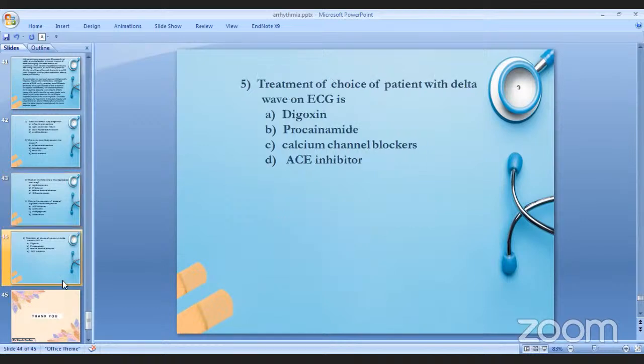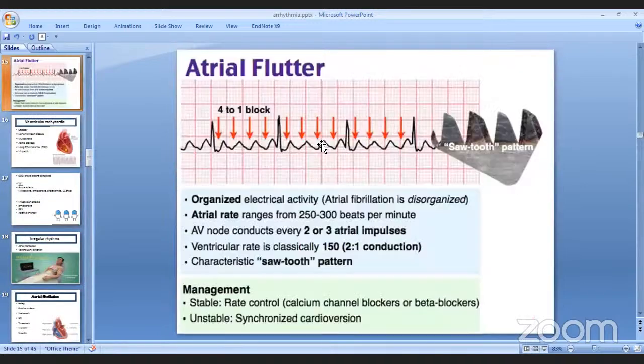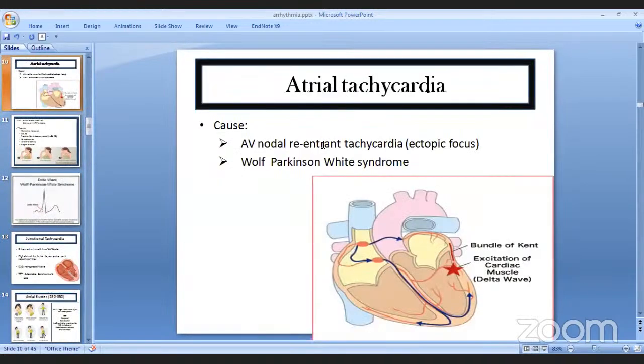And the fifth one is, the treatment of choice of patients with delta wave on ECG. As I've said earlier, delta wave on ECG means Wolf Parkinson White syndrome. So what do we do in Wolf Parkinson White syndrome? Can we give digoxin? Can we give calcium channel blockers? Let me talk about this again. I think I've forgotten to mention this. In Wolf Parkinson White, there is an abnormal pathway, the bundle of Kent. Calcium channel blockers, beta blockers, digitalis are all AV nodal blockers.